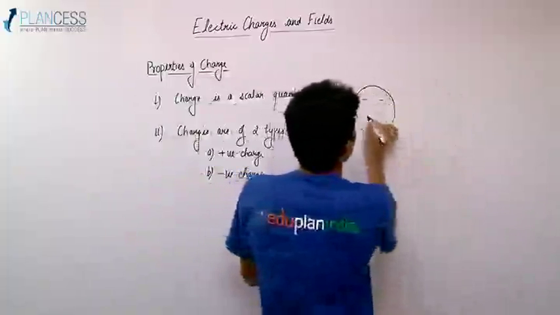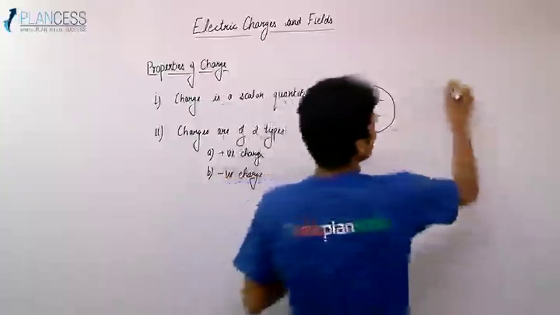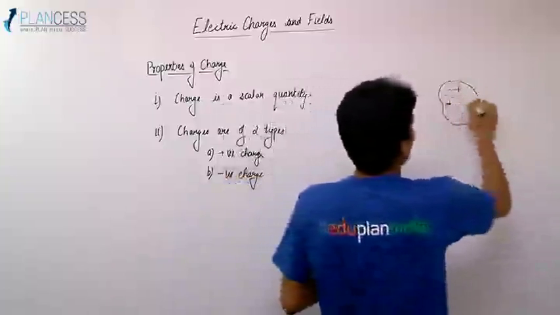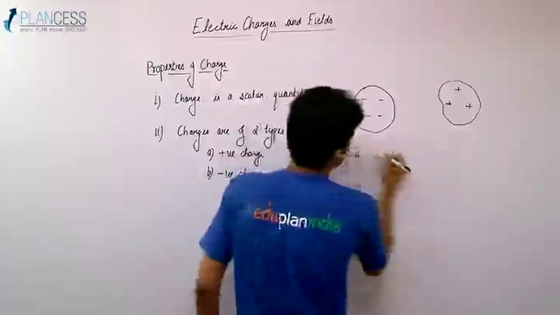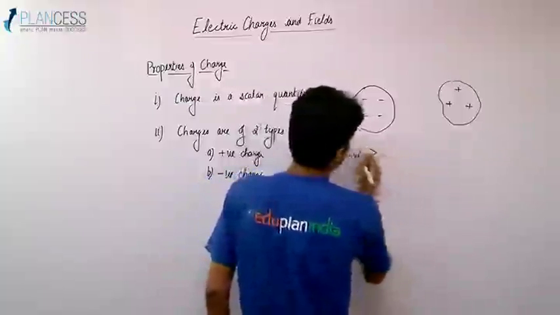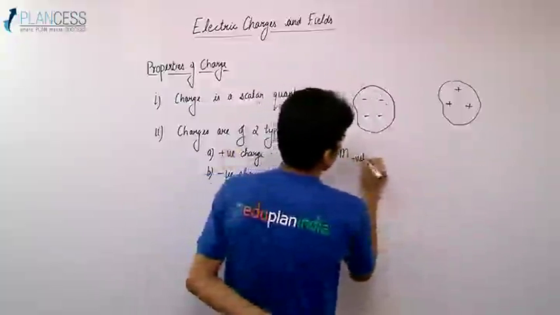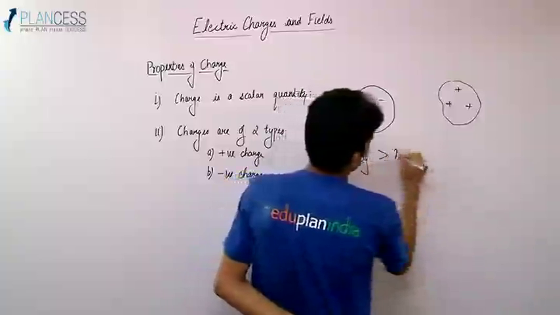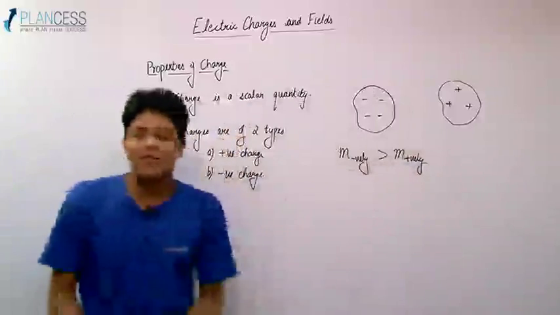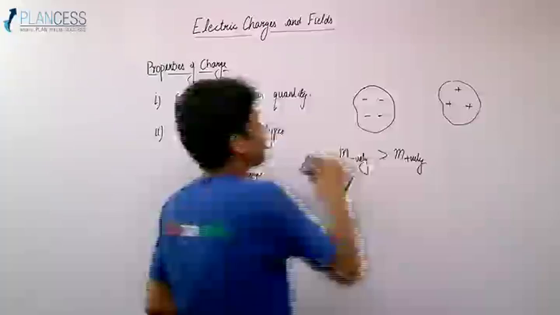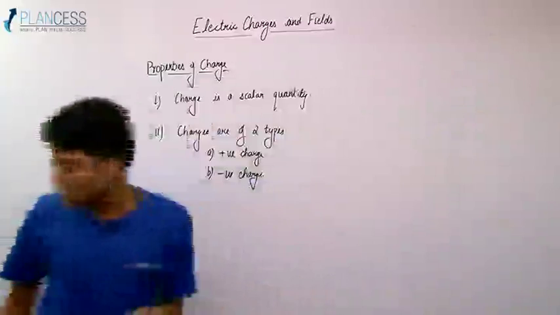One more thing: let's say this is a matter. If it is negatively charged, we know that it has more electrons. If the same body was positively charged, it has fewer electrons. So we can say that the mass of a negatively charged body is greater than the mass of a positively charged body, because in a negatively charged body the number of electrons is more.